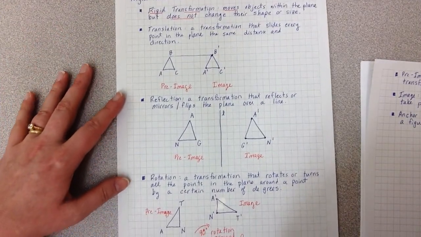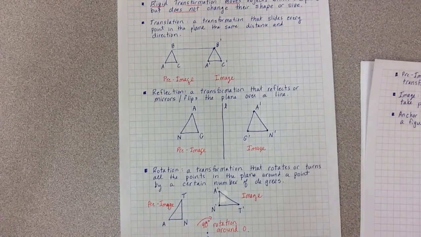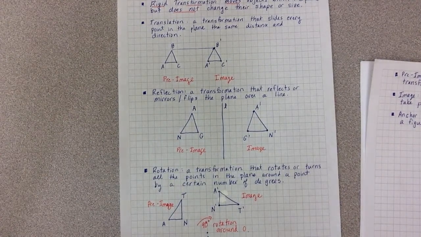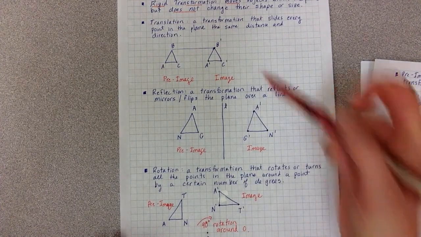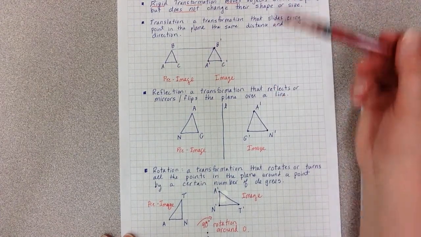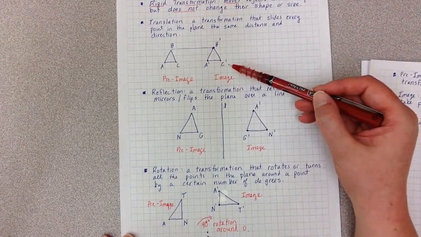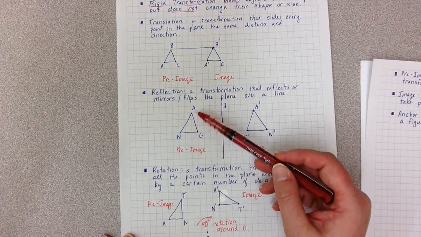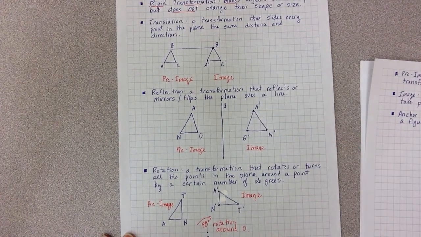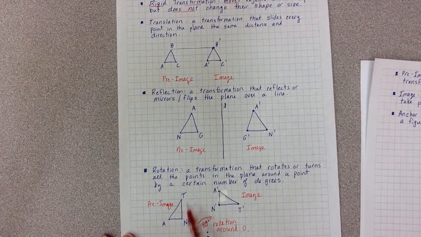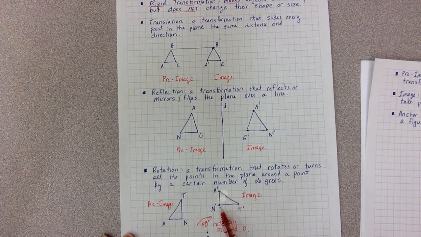In these three rigid transformations, we used triangles. You can use it, any shape can be transformed. And the image and pre-image, we labeled 3 points for each. So A, B, and C are anchor points. A prime, B prime, C prime are anchor points. N, A, G are anchor points. N prime, A prime, G prime are anchor points. A, T, N are anchor points. A prime, T prime, N prime are anchor points.